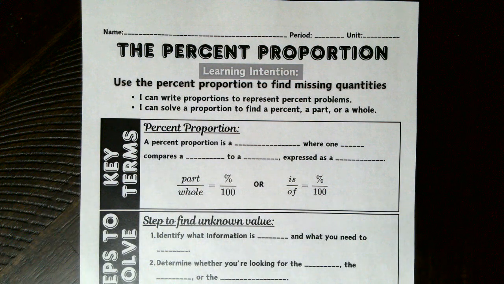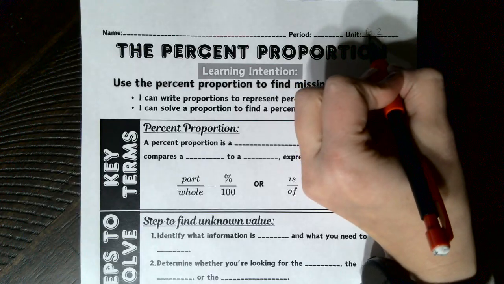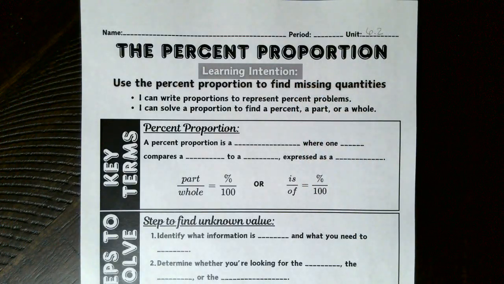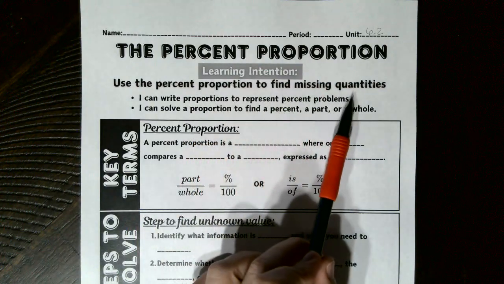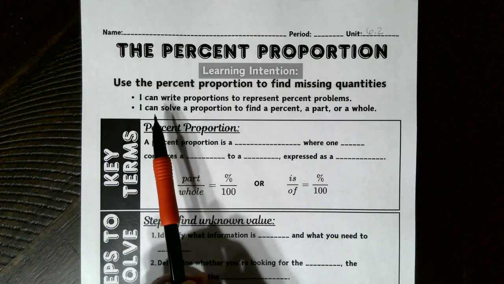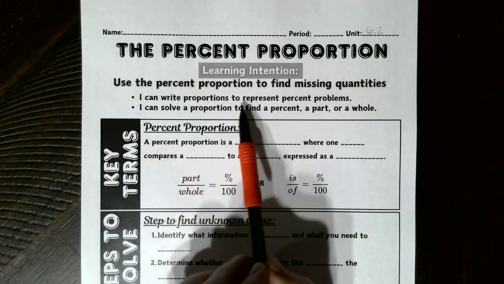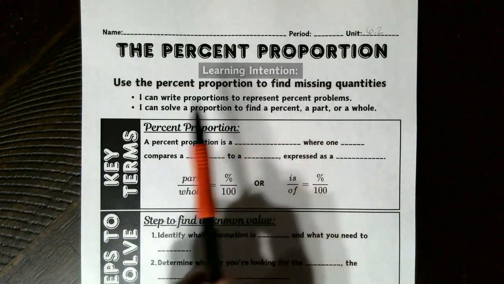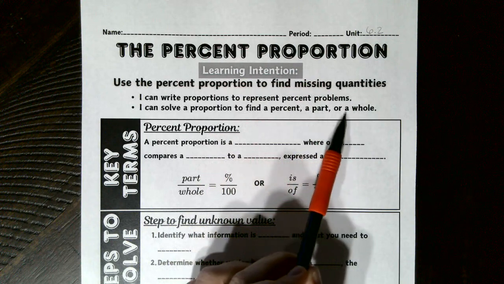Hey guys. All right, we are going to be looking at the percent proportion today. This is in Unit 6. It is 6.2, so go ahead and write that up here, 6.2, so Unit 6, Section 2. Our learning intention is to use the percent proportion to find missing quantities. You will know that you are successful at this when you can write proportions to represent percent problems and when you can solve a proportion to find a percent, a part, or a whole.